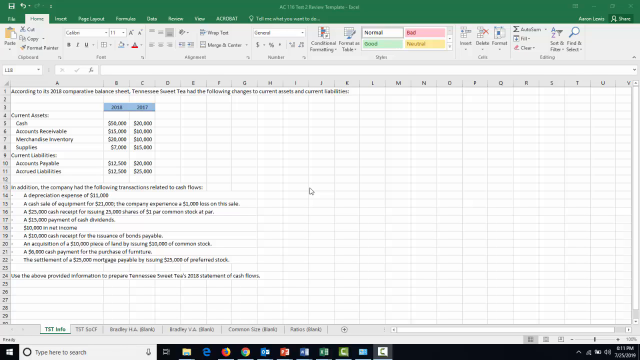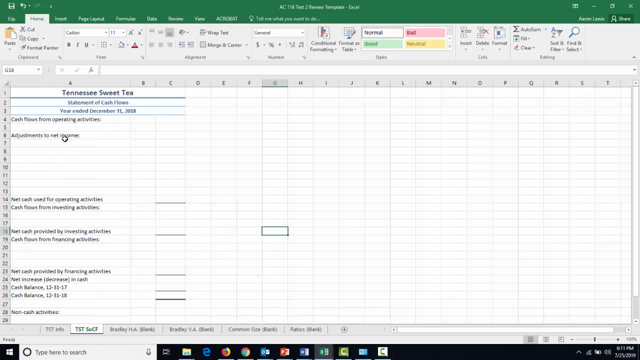To get there, we're going to have to reconcile our net income to our net cash flows. We're going to do that using all the current assets, current liabilities, and a few other select things. As far as investing, financing, non-cash activities, etc., we're going to use all the information provided at the bottom in bullet points, such as the depreciation expense, the sale of equipment, and the associated loss with that sale of equipment, etc. We're going to use all that information as we work our way through. So let's get started with our statement of cash flows.